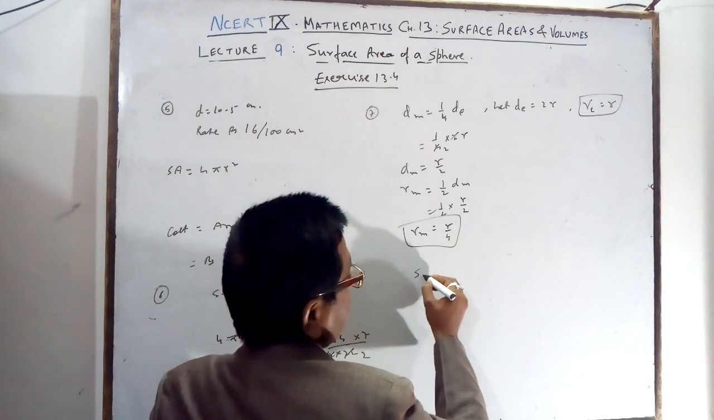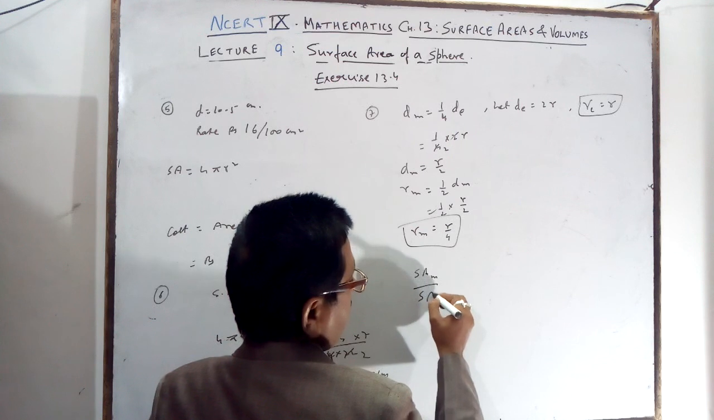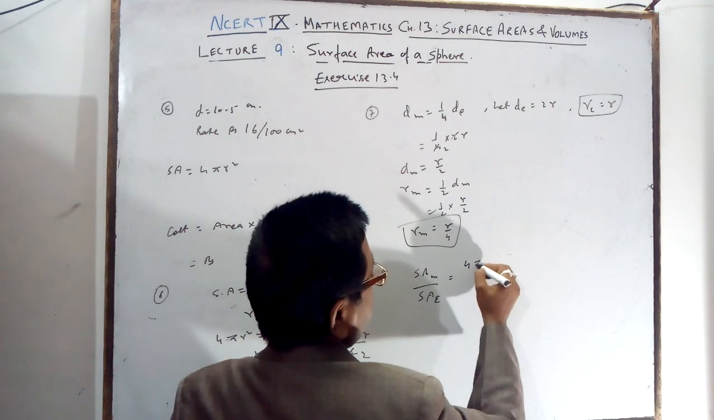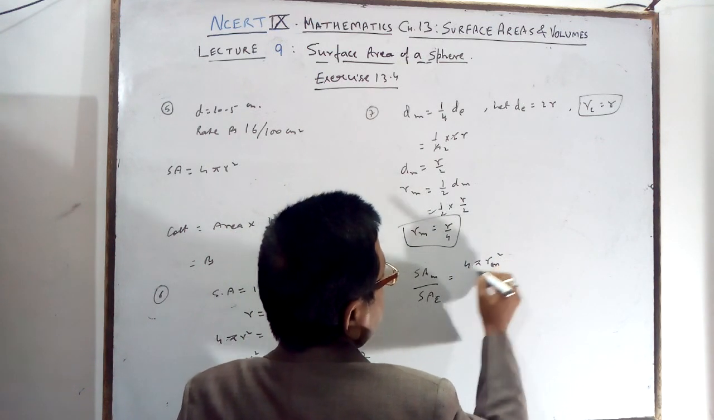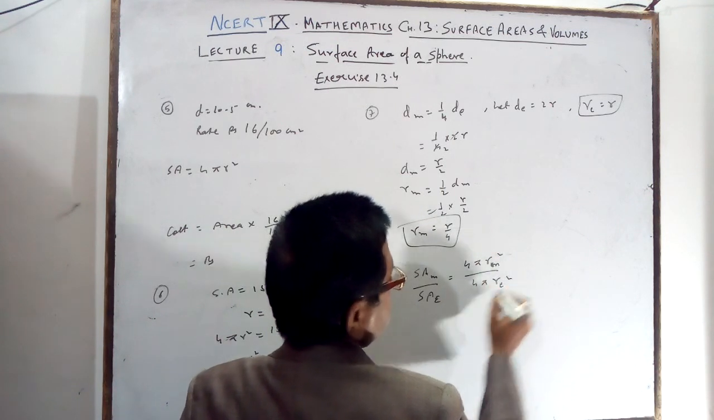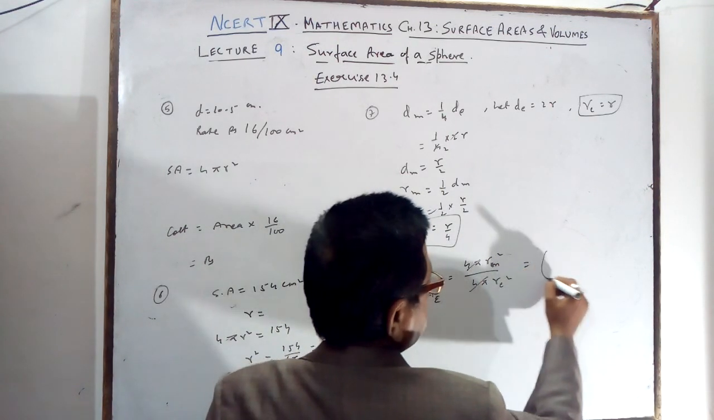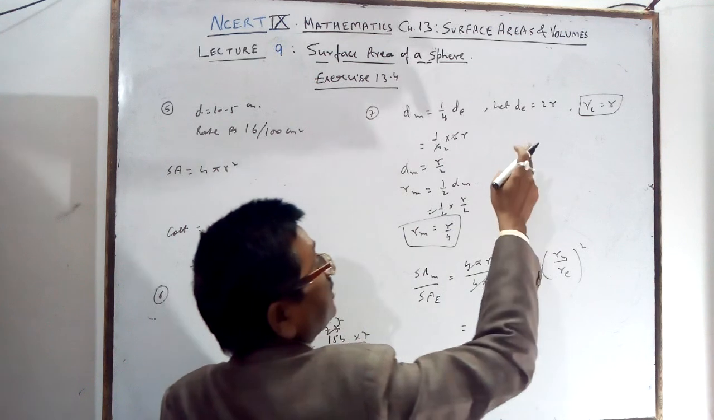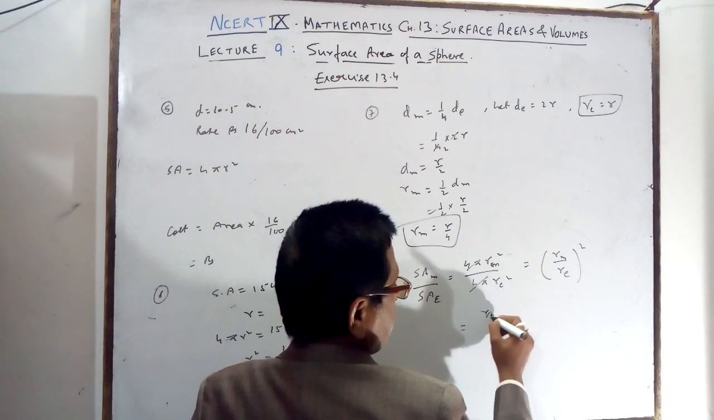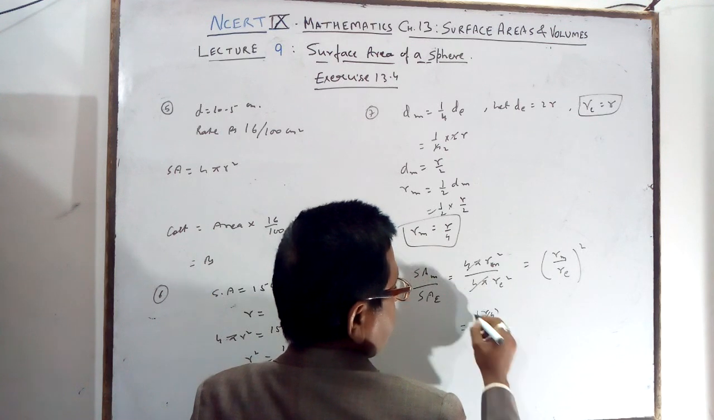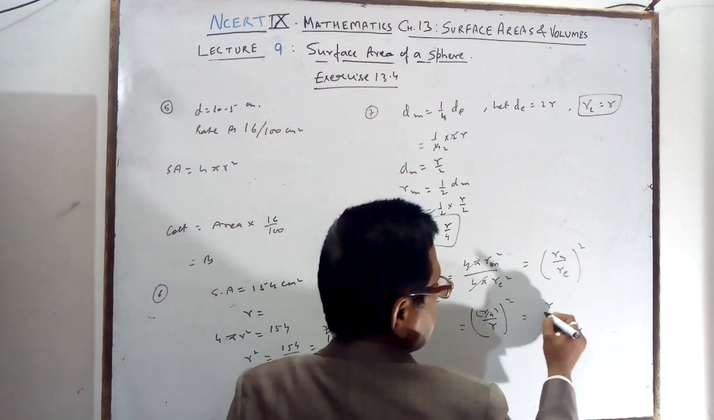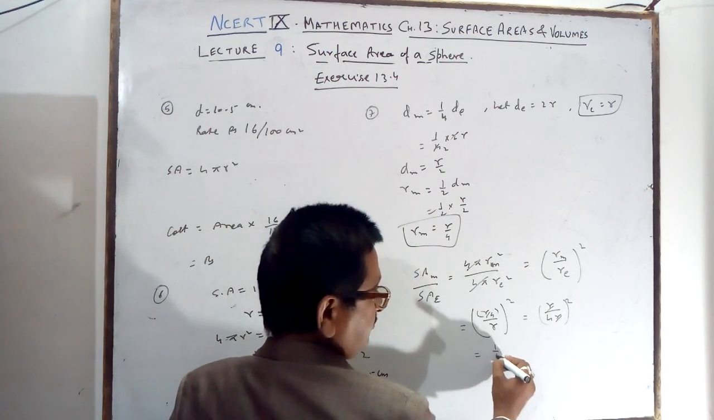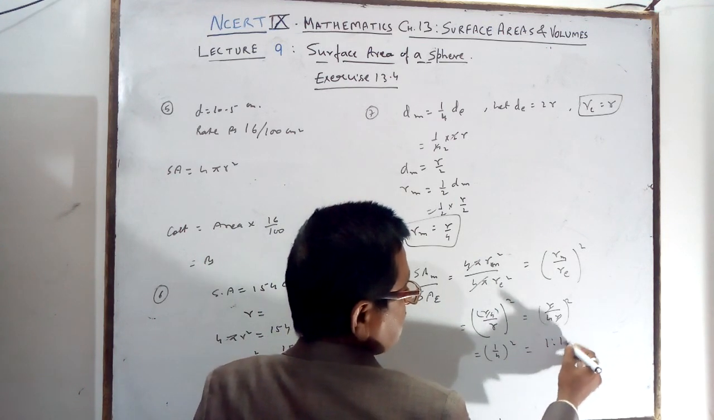So surface area of the moon upon surface area of the earth is equal to 4 pi radius of the moon square upon 4 pi radius of the earth square. 4 pi cancel, what is there? Radius of moon upon radius of earth whole square. Put the radius of moon. Radius of moon is r by 4 upon radius of earth is r whole square. r upon 4r whole square. So it will be cancelled, r and r. You get 1 by 4 whole square, that is 1:16.